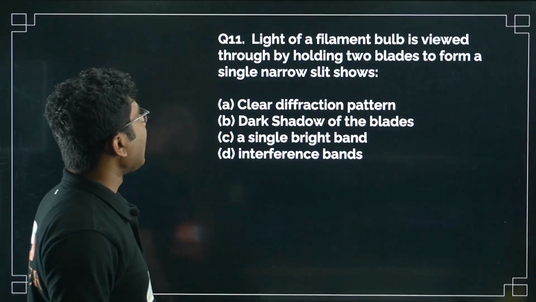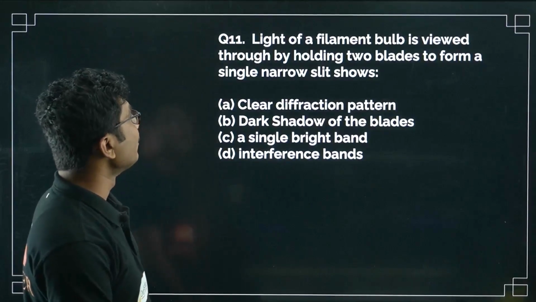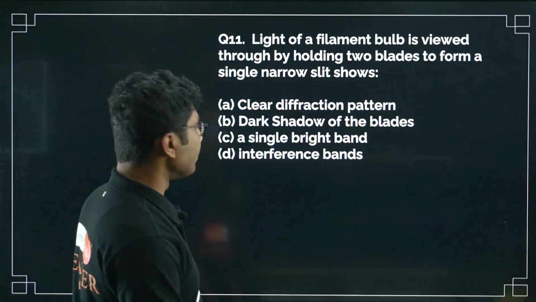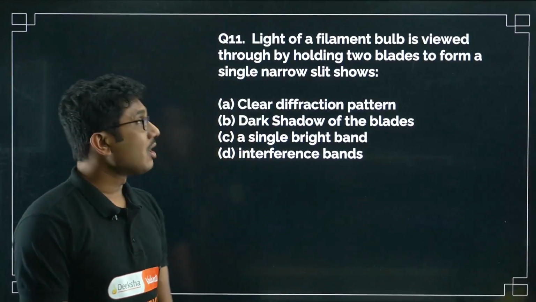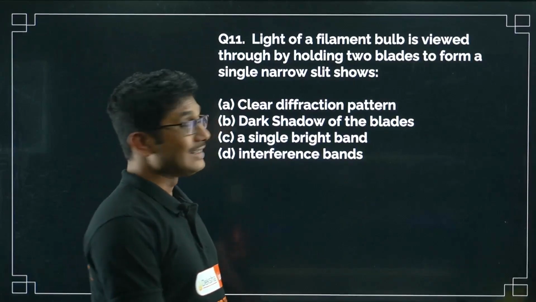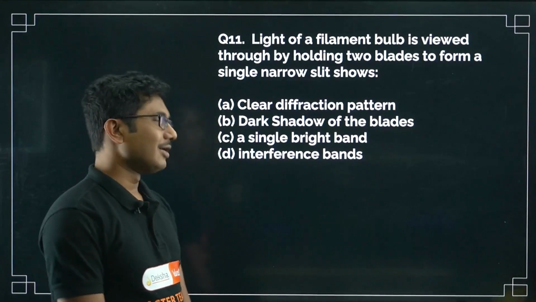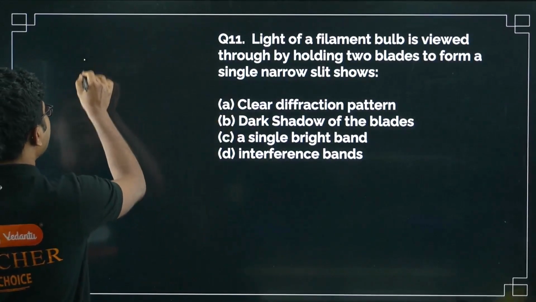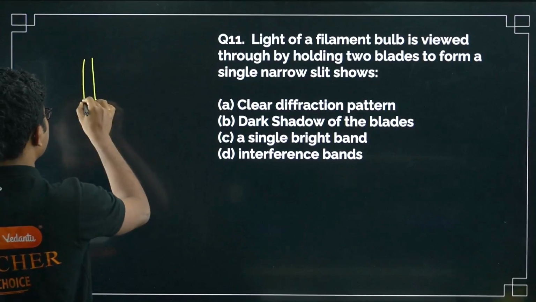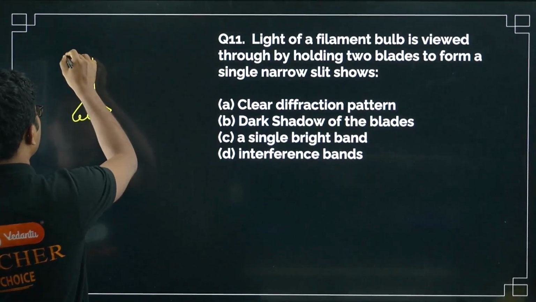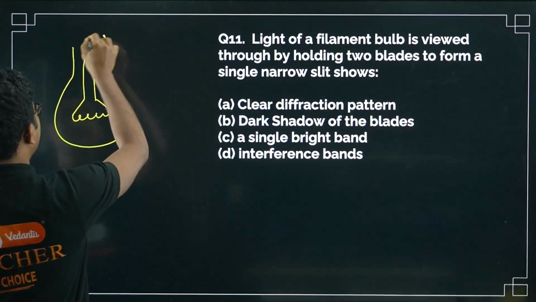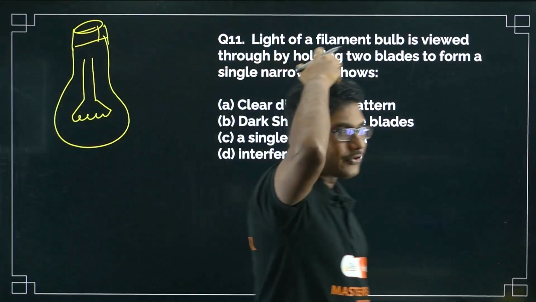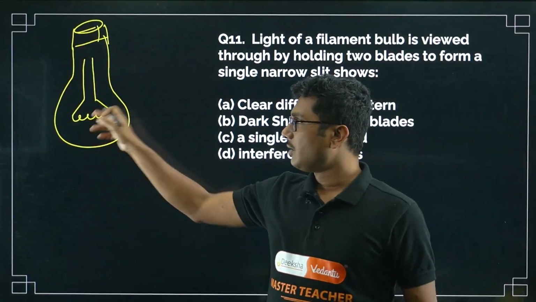Now, next question: light of a filament bulb is viewed by holding two blades to form a single narrow slit. So this is an interesting, uncommon question. I have never seen this kind of question in the PU board previously. First of all, a bulb filament is not a monochromatic source. Bulb filament means an incandescent bulb. You may have seen this kind of bulb in your home, right? So first of all, it is not a monochromatic light.